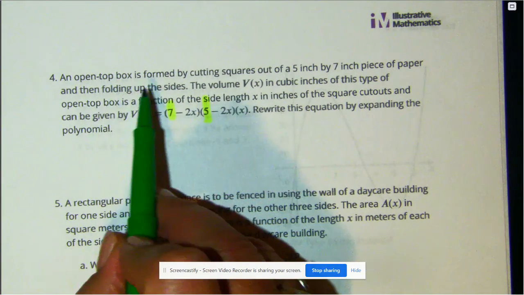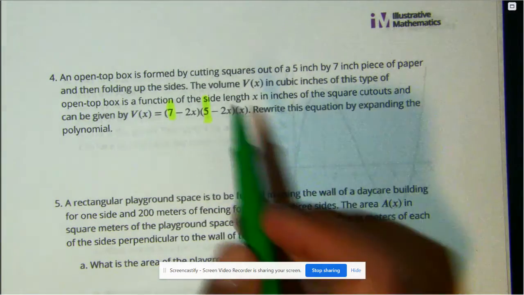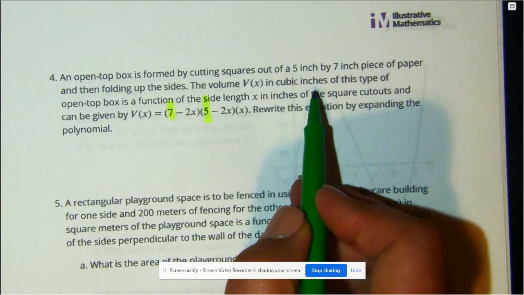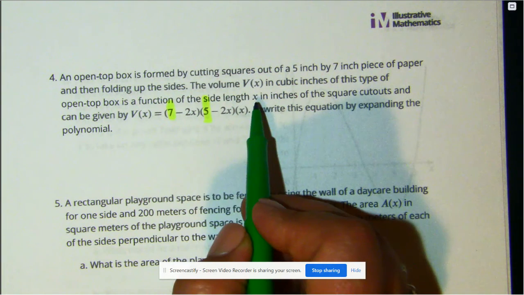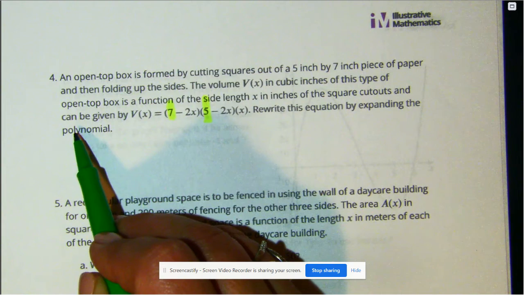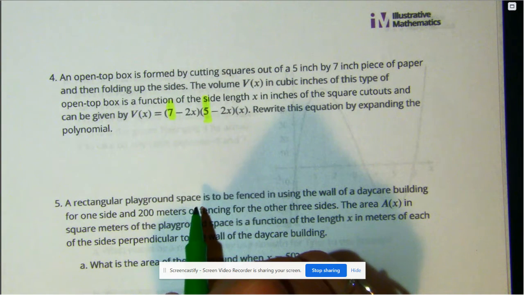All right, an open top box is formed by cutting squares out of a 5 by 7 piece of paper. The volume in cubic inches of this type of open top box is a function of the side length x in inches of the square cutouts and can be given by v of x equals 7 minus 2x times 5 minus 2x times x. Rewrite by expanding.